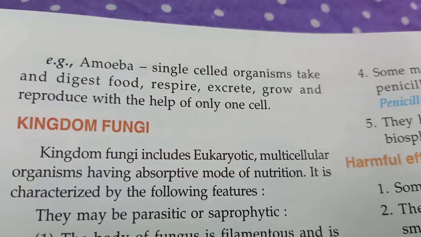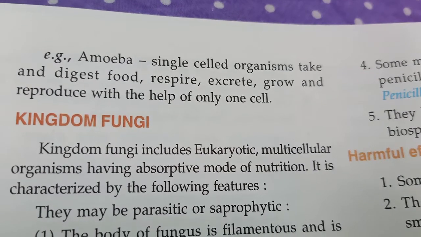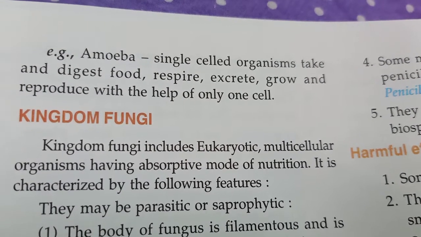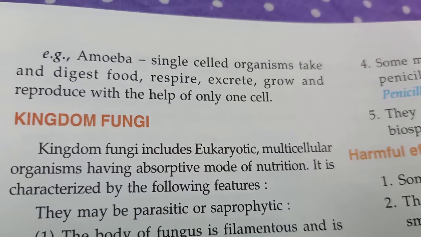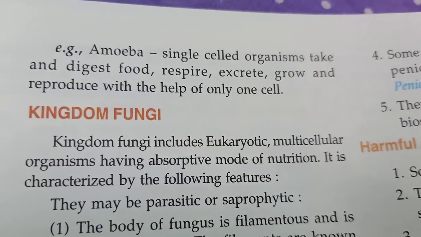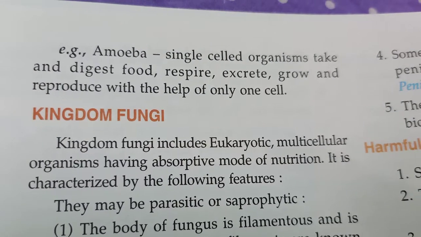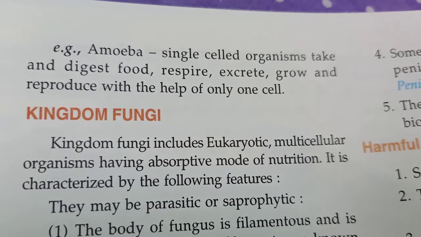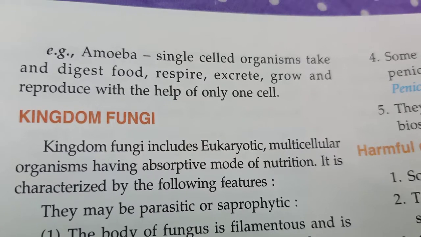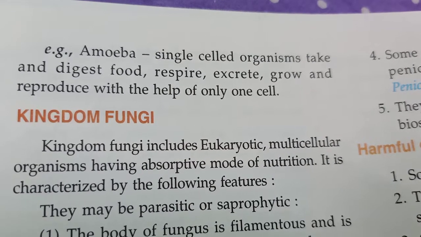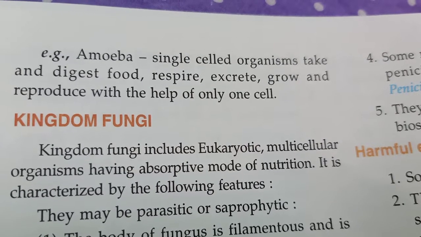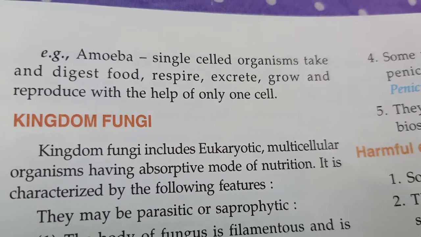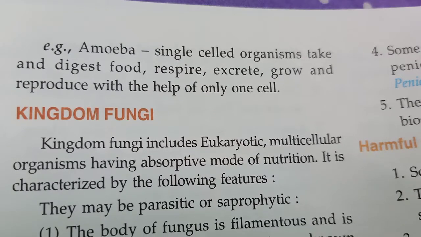For example, amoeba, single celled organisms take and digest food, respire, excrete, grow and reproduce with the help of only one cell. So here you can see the example of amoeba, and it is a unicellular organism, and it can take and digest the food, it can respire also, it can excrete, grow and reproduce with the help of only one cell.